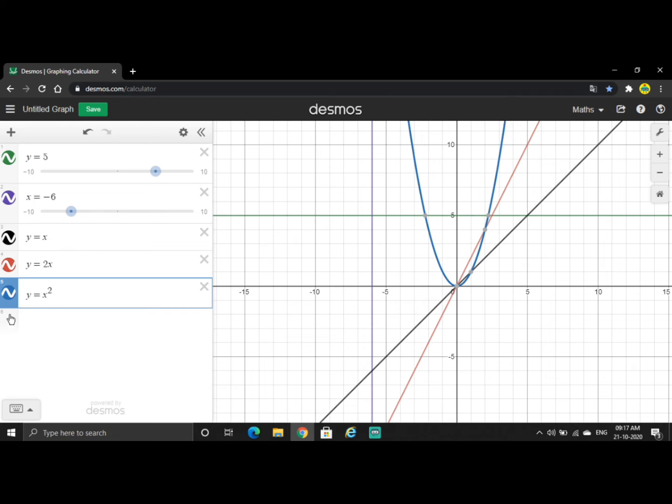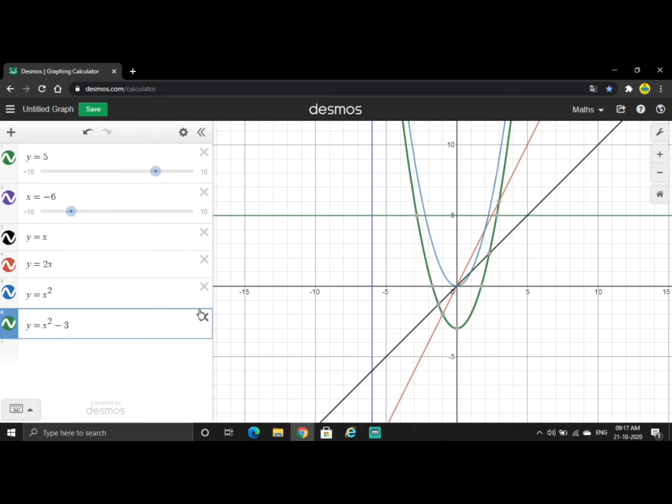The next was: find out all the points whose ordinate is 1 more than, or I suppose 3 less than, the square of the x coordinate. It means the relation was this: y equals x raised to power 2 minus 3. And these are the points. These all are the points.